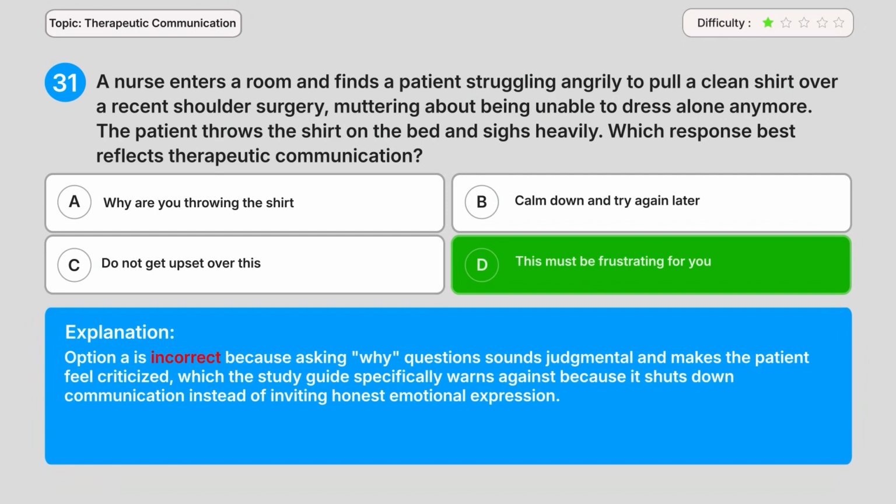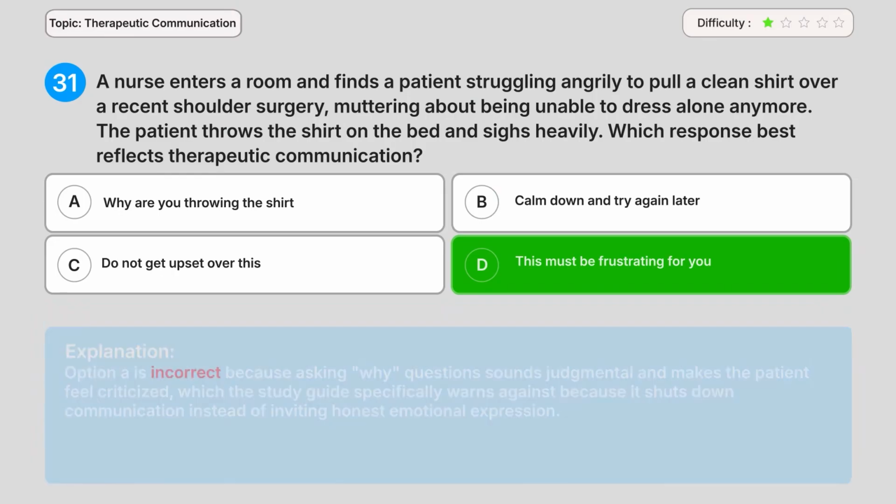Option A is incorrect, because asking why questions sounds judgmental and makes the patient feel criticized, which the study guide specifically warns against because it shuts down communication instead of inviting honest emotional expression.